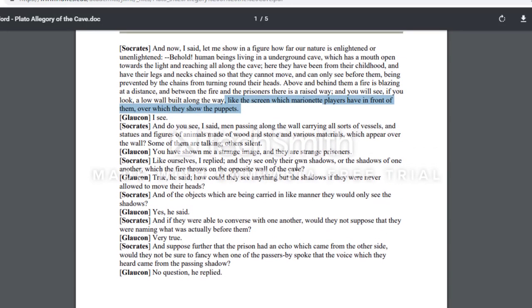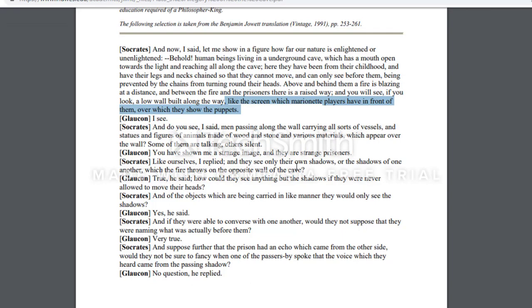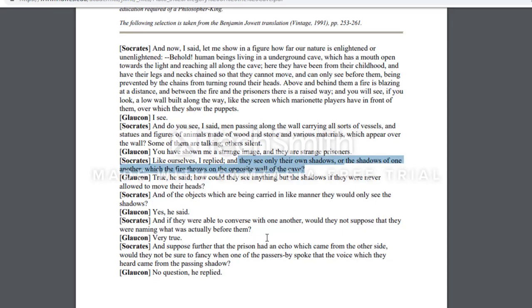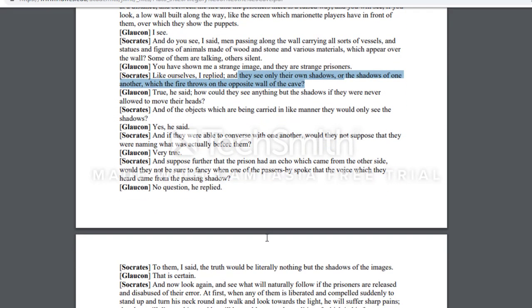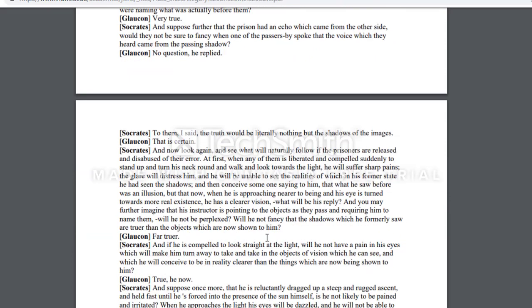They can't see anything but what is shown from the light behind them, and it's not even the object in itself, but rather just an object that is portrayed on the wall. And they see their own shadows or the shadows of one another, which the fire throws on the opposite wall of the cave. Then it just keeps talking about the shadows, and they're unable to see the realities behind the shadows they had seen. And they believe this to be the truth.